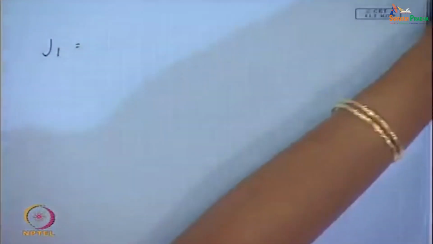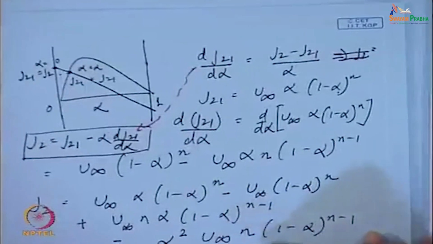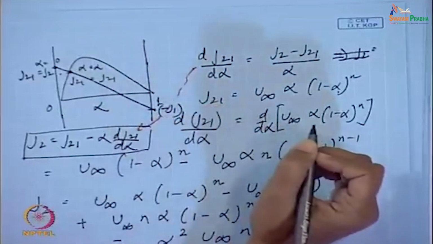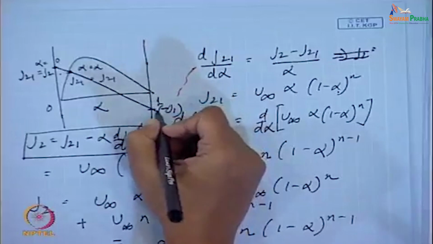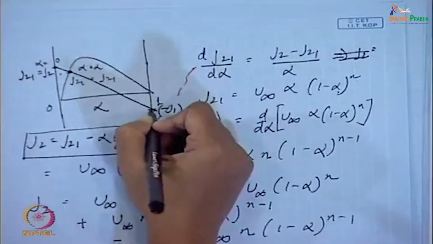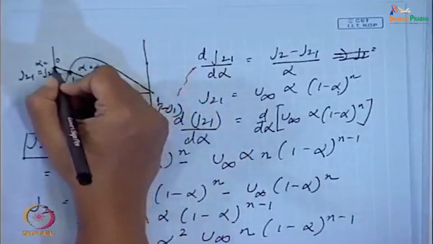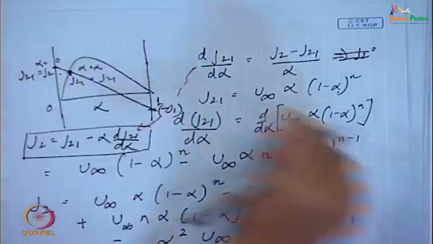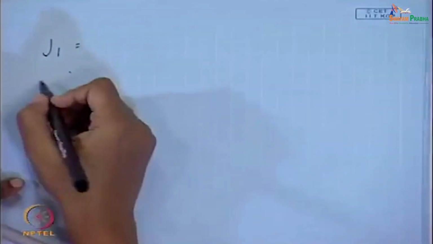J1 equals, we know from this particular graph, this is minus J1, is it not? So, from here we have minus J1, minus say J21, this will be alpha equals 1, this is alpha equals alpha. Okay. So, we can find the slope from these 2 points, we can also find the slope from these 2 points, is it not? So, therefore, if we do that, let me draw it once more.